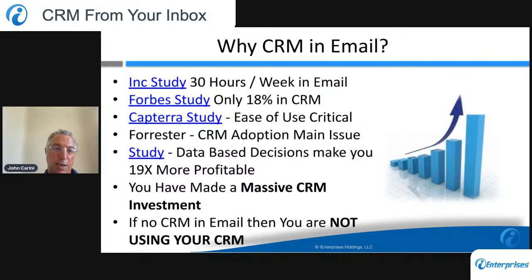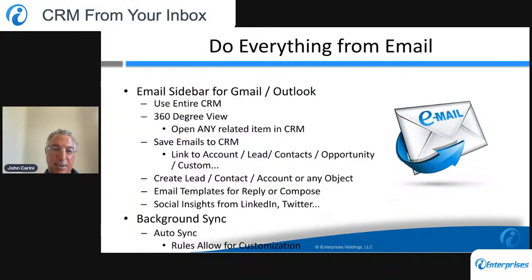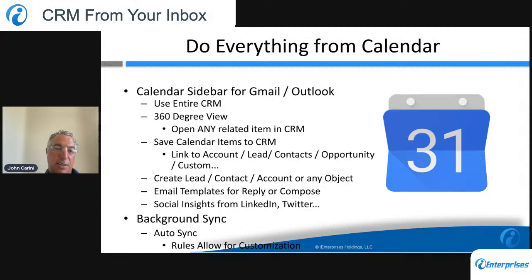Okay, so anyway, it's super important to have everything inside your email, right? Including, and what do we do in the email? Well, we create this sidebar in both Gmail and Outlook, and it gives you the ability not only to save emails, but to create leads and contacts and cases and opportunities, and then also interact with ChatGPT. There's a background sync too. And then everything's also available from the calendar as well.